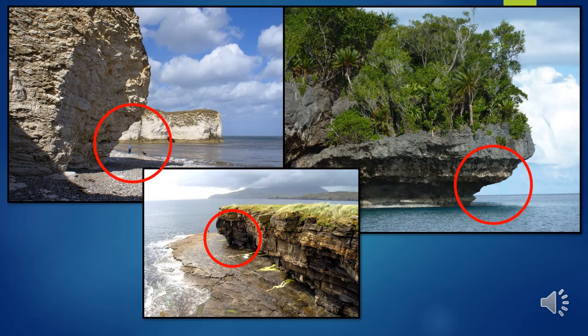In these 3 pictures, you can see some really clear examples of wave-cut notches. In the bottom picture, you can see a wave-cut platform underneath the wave-cut notch as well. Obviously, if you look at these 3 pictures, you're thinking, well, I know what's going to happen in the not too distant future. These notches are going to leave the material above it unsupported, and that is going to collapse into the sea. When that does, that will be classed as mass movement, because it will be a lot of material moving downwards under gravity, collapsing under its own weight.